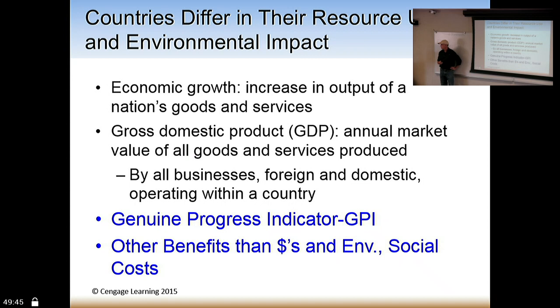Countries differ in their resource use and environmental impact. And real quick, this is from chapter 1, I think a little bit, but also chapter 14. We measure the success of a country on what's called the gross domestic product. All the goods and services we produce. That's totally economic sphere, you guys. That's not looking at anything else. Whereas, and we say, oh, you know, China's doing great. They have somewhere around a 15 to 20% GDP, gross domestic product.